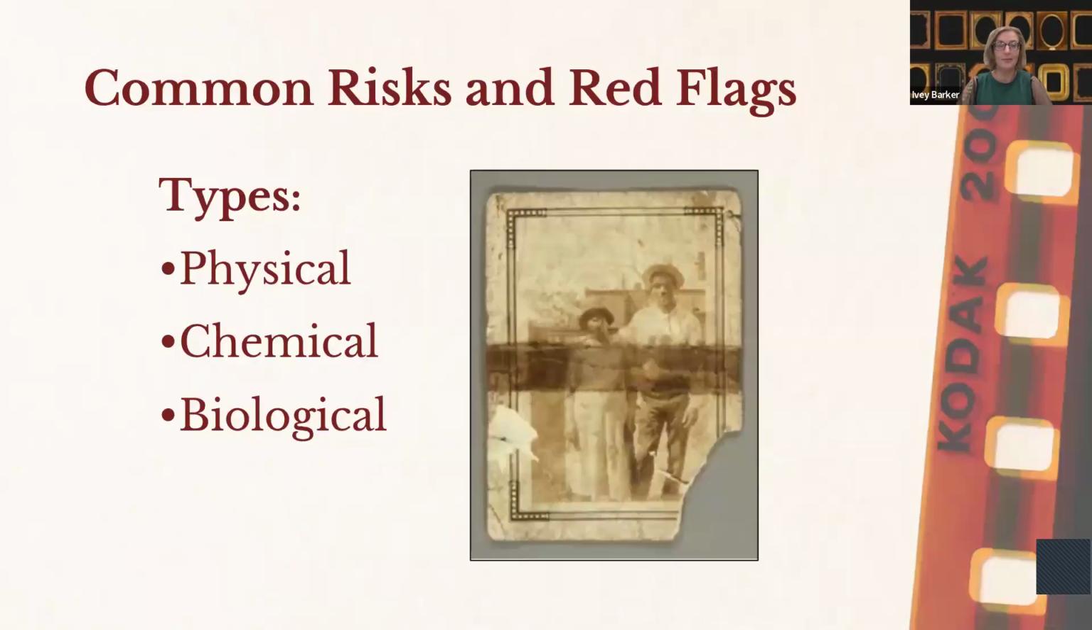Next. So let's go over the common risks and red flags that you need to be aware of in your photographic collections in order to make informed, safe, and appropriate digitization decisions. They can encompass three main categories. They can be physical risks of the photographs, chemical, or biological. And this photo on this screen is showing staining from adhesive or tape from a temporary fix. Next.